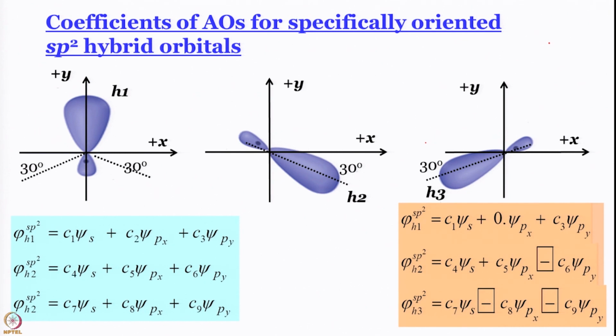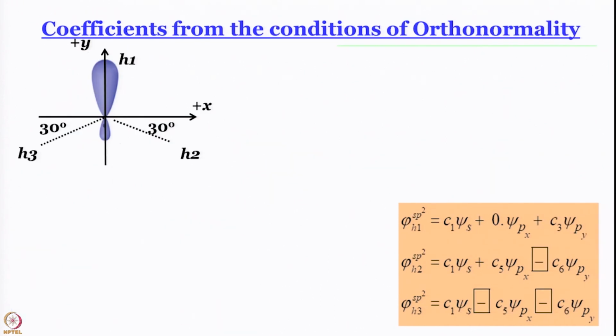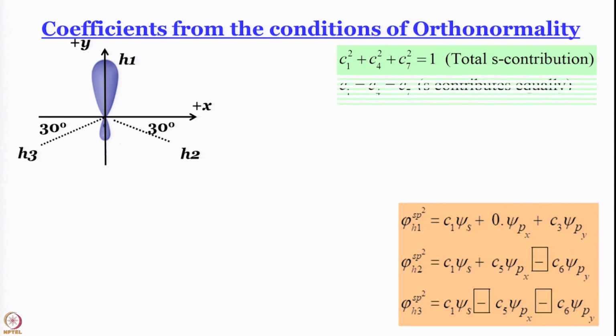Okay. Now, how do we go about it? How do we work this out? Now we remember the angle. The angle is 120 degrees. So, this angle between x and H2 is 30 degrees. This angle between minus x and H3 is also 30 degrees. This we have done already. This total x contribution is 1.